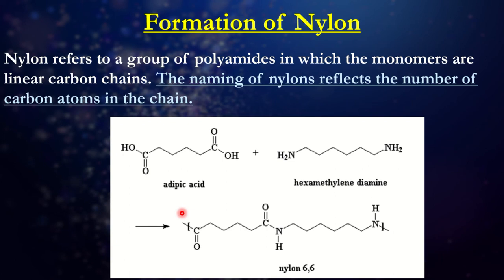The next one we will look at is nylon. So nylon, in terms of the group naming, it's very interesting. For the monomer chains, it's linear. The name of the nylon actually reflects the amount of carbon atoms on it. So if we have a look, 1, 2, 3, 4, 5, 6, 1, 2, 3, 4, 5, 6. That's why this nylon is called nylon 6,6, showing those carbon chains there.